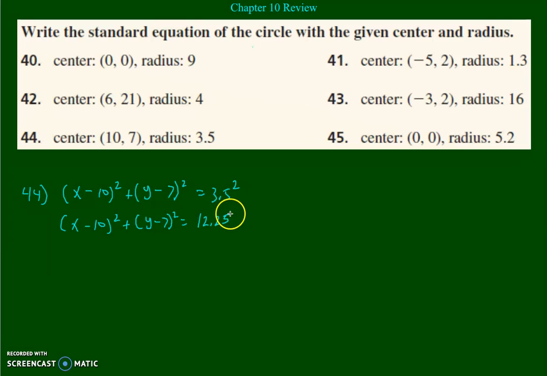x minus 10 squared plus y minus 7 squared equals 12.25. For 45, we have x squared plus y squared equals 5.2 squared. That gives us x squared plus y squared equals 27.04. And this was because of the 0, 0. We'll work problem 46 in the next session.